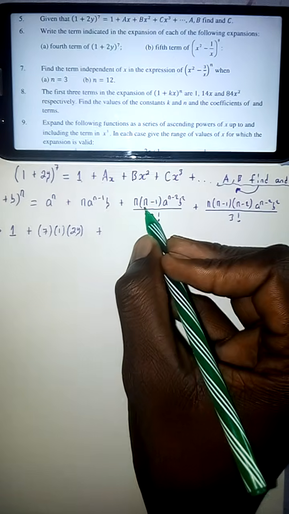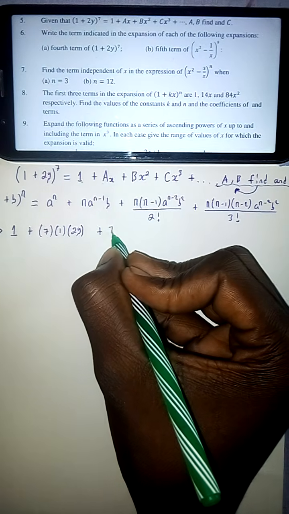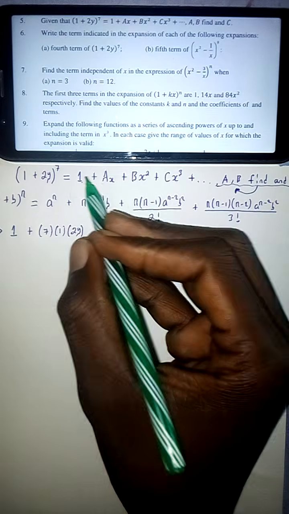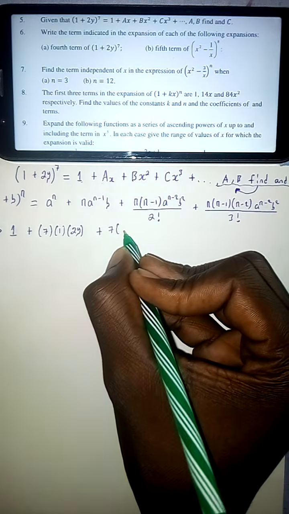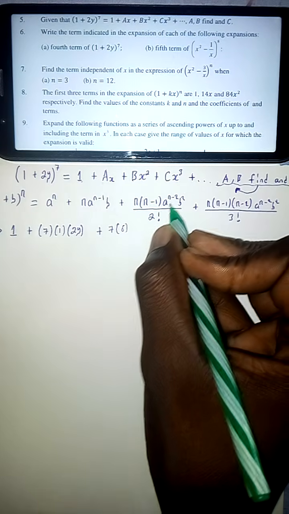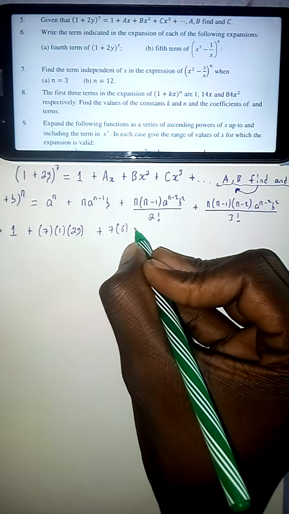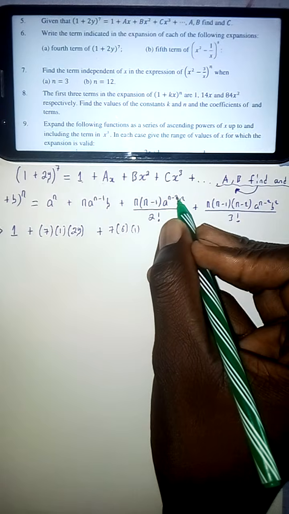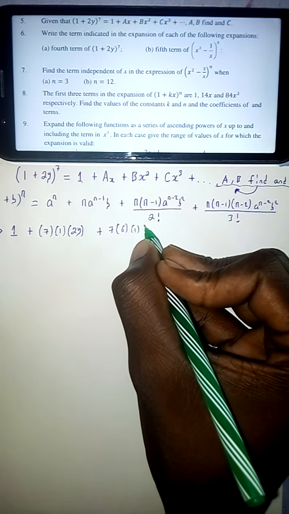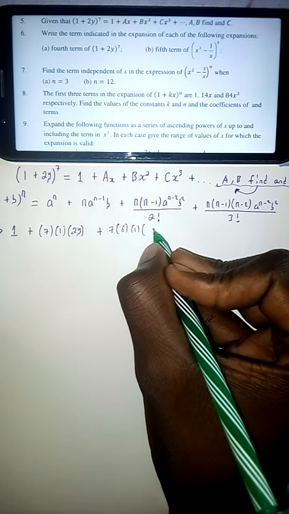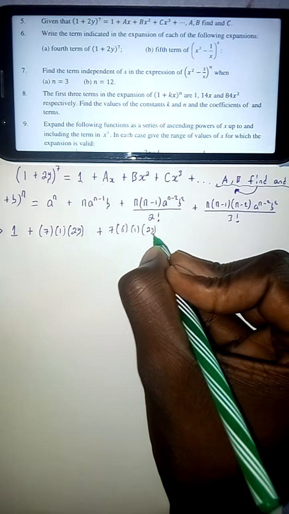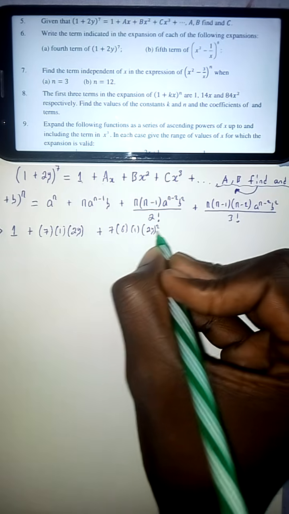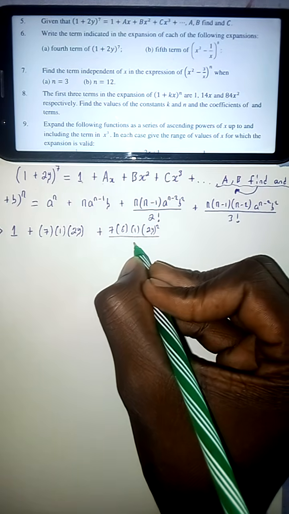Plus our n is 7. 7 minus 1, 6. Our a is 1. n minus 2, 7 minus 2, 5. Still remains 1. Our b is 2y. So 2y raised to the power 2, 2 factorial. 2 factorial is 2.